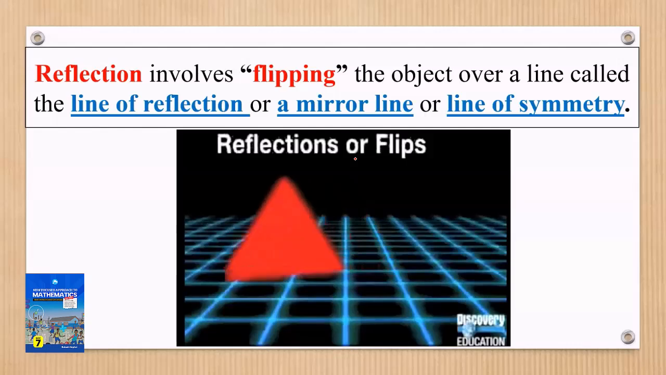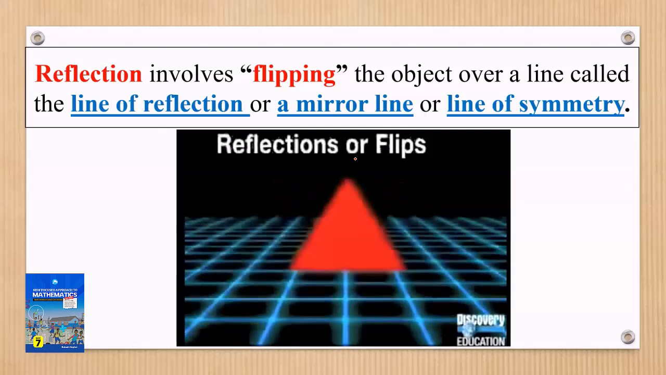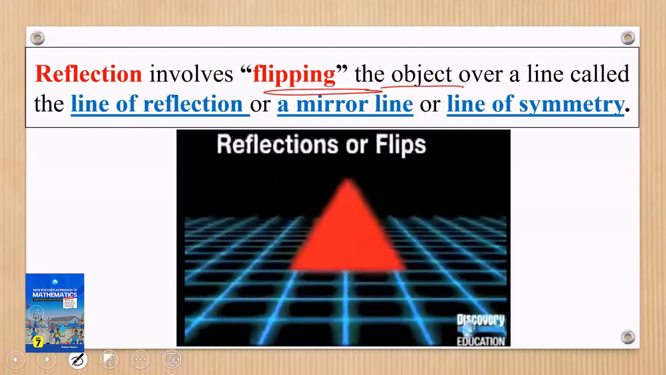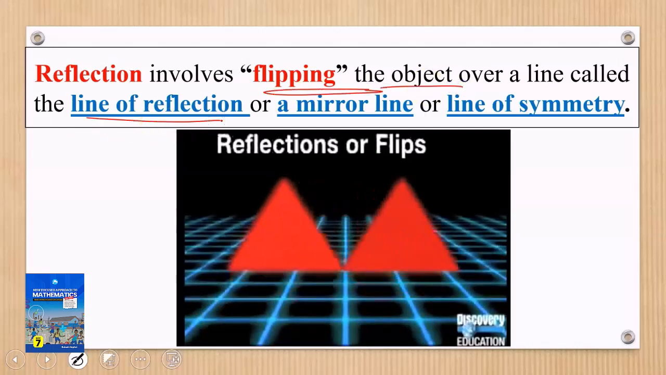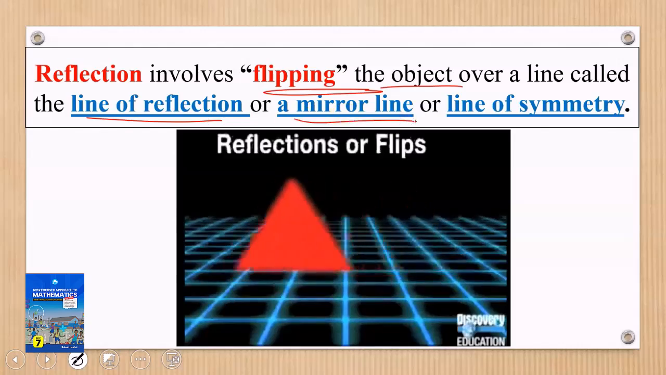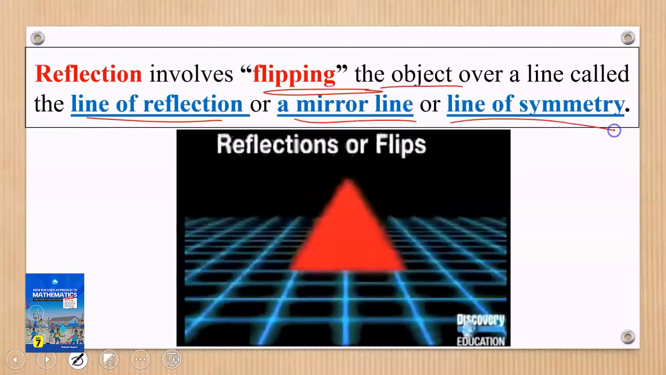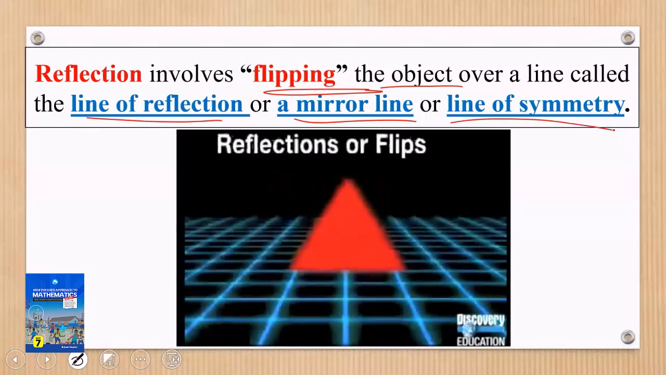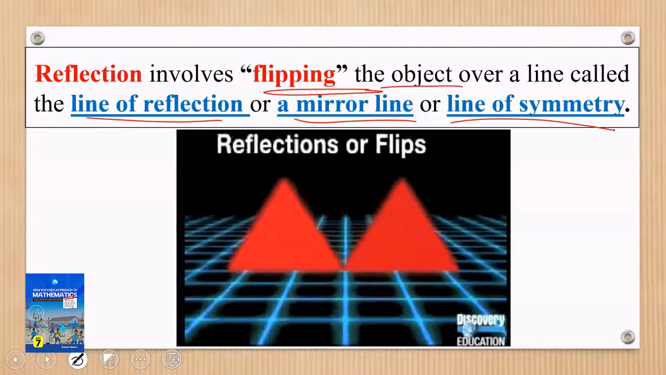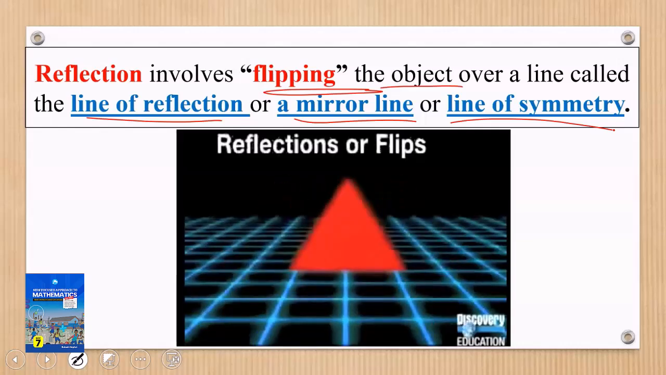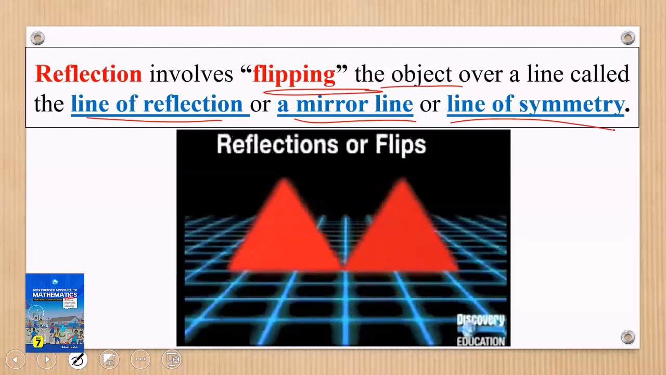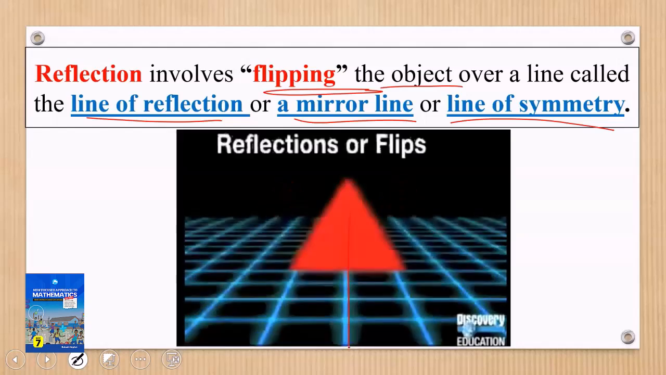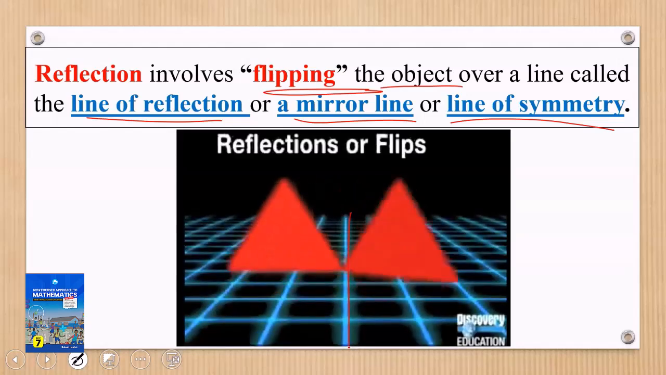So what we are trying to say in conclusion is that reflection involves flipping an object over a line called the line of reflection, or we can call it a mirror line, or a line of symmetry. Anytime we see reflection, it comes in the form of flipping the object over a line. And in this particular diagram, the line of reflection will be this one. So the object flips over the mirror line.